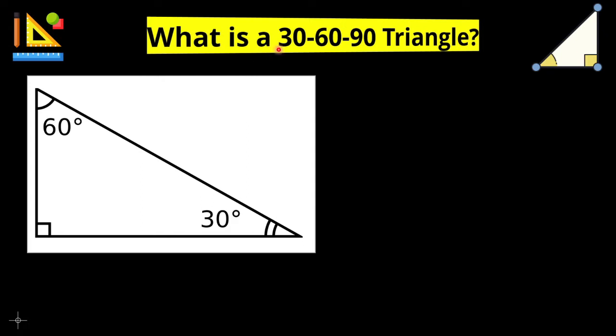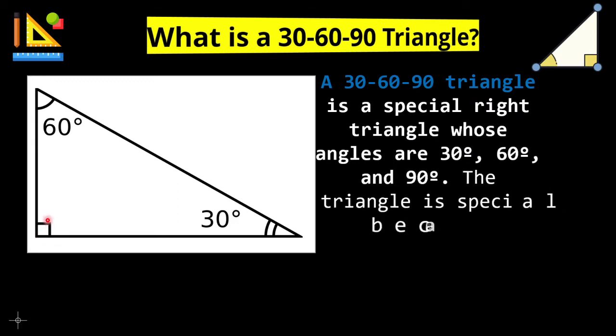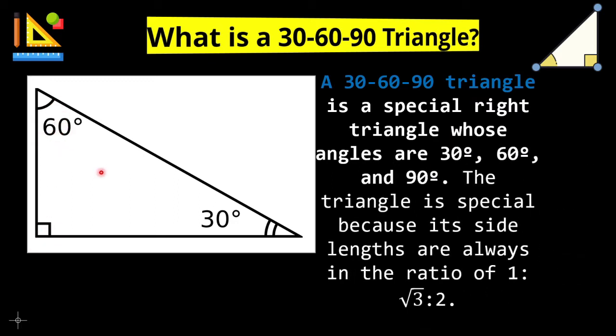So, yung 30, 60, 90 triangle, ito yung figure natin. So, this one is 90. Then 60, the other angle is 60, and the other 30. So a 30-60-90 triangle is a special right triangle whose angles are 30, 60, and 90. The triangle is special because its side lengths are always in the ratio of 1, square root of 3, and 2. So, paano ba yan? Explain natin ng mas maliwanag o mas maintindihan natin yan sa pagpapatuloy nito.